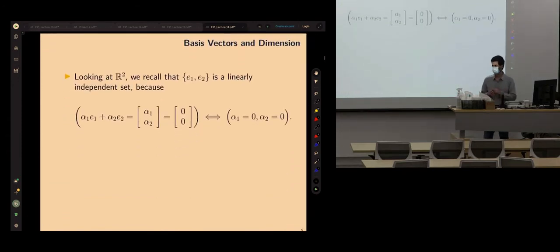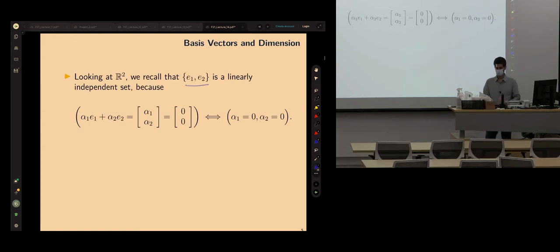Now, this is general for any vector space, including Rn. Just to keep it simple and manageable, let's look into the space R2. For R2, we have E1 and E2, these two vectors. These two vectors are linearly independent, if you remember.